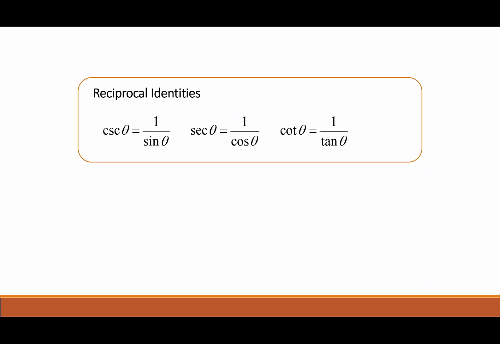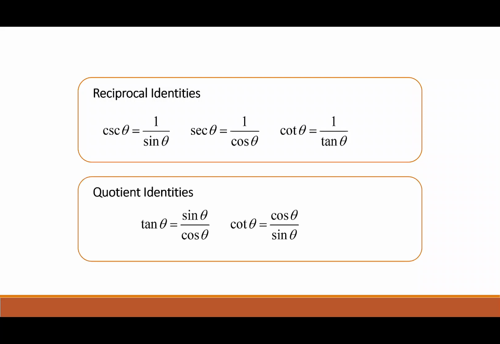Hi everybody, today we're going to continue to talk about graphs of trig functions by looking at tangent, cotangent, secant, and cosecant. As a quick reminder, we call cosecant, secant, and cotangent reciprocal identities. Cosecant of theta is 1 over sine theta, secant of theta is 1 over cosine theta, and cotangent theta is 1 over tan theta. Tangent and cotangent are also called quotient identities. Tangent of theta is sine theta over cosine theta, and cotangent of theta is cosine theta over sine theta.